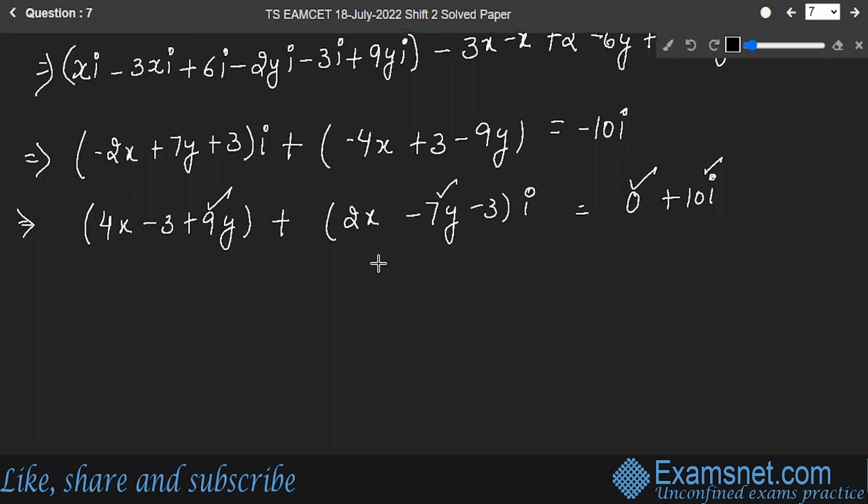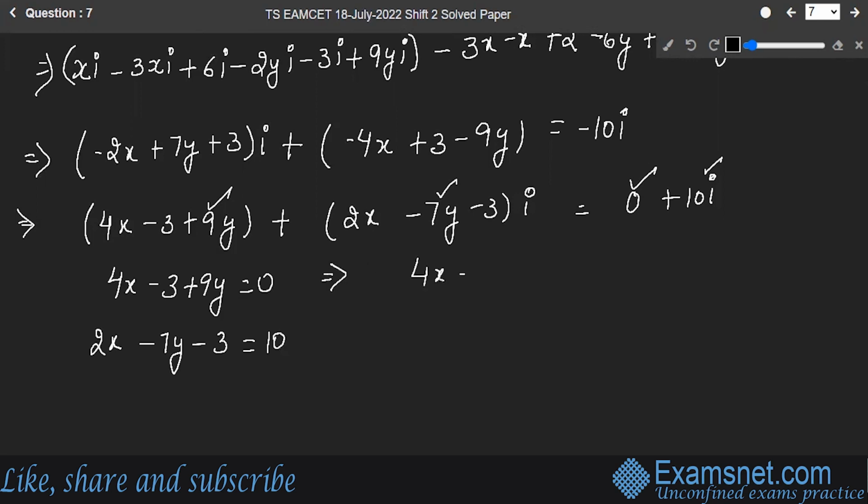We have two equations now. That is 4x minus 3 plus 9y is equal to 0. Also 2x minus 7y minus 3 is equal to 10. These are the two equations I am having. So this can be written as 4x plus 9y is equal to 3 and 2x minus 7y is equal to 13. Now let's multiply the equation 2 with 2 and then subtract them.